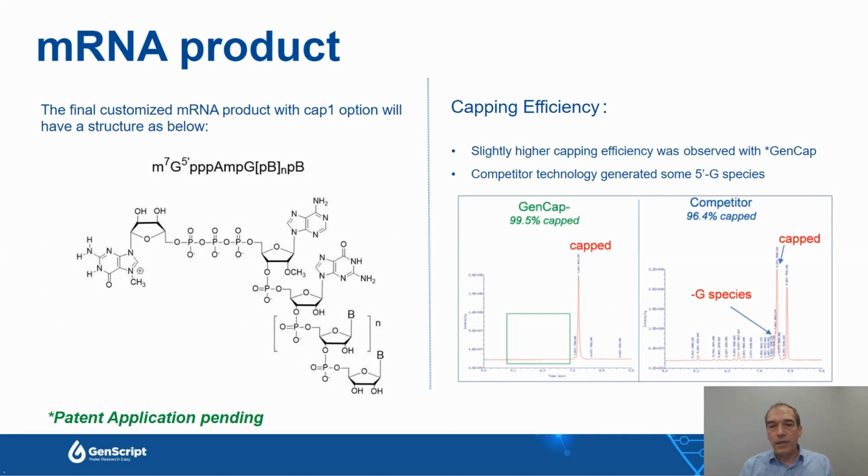We can also perform the IVT reactions and deliver the mRNA product to you. This is here the usual mRNA structure. Usually the capping needs to be done on the 5' region. We have optimized this to achieve very efficient capping. And right now our efficiencies can be close to 99.5%, very high capping efficiency. You can see when we compare with some of the leading competitors on the market, we compare very favorably for that.